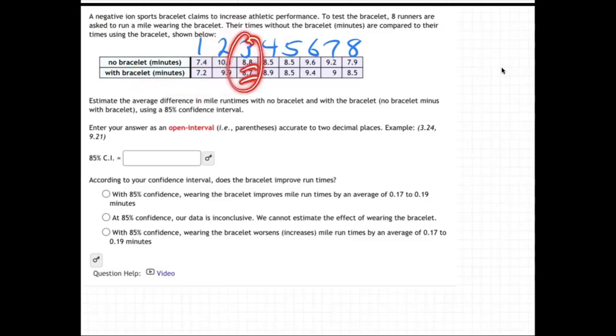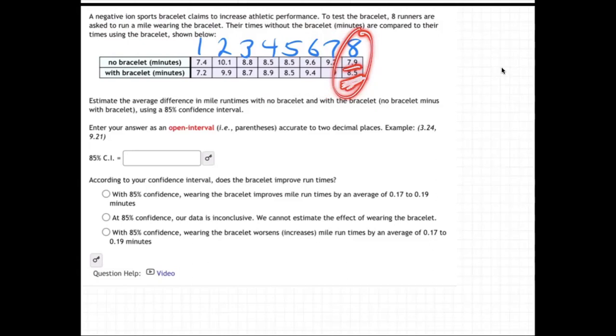Runner 3 does a little better with the bracelet. Runner 4 does worse with the bracelet. Takes them longer. Runner 5 does the same either way. Runner 6 does better with the bracelet, a little better. Runner 7 does a little better time, a little lower time with the bracelet, 9 minutes instead of 9.2. And finally, runner 8 does worse with the bracelet. Okay, so is the bracelet making a difference?